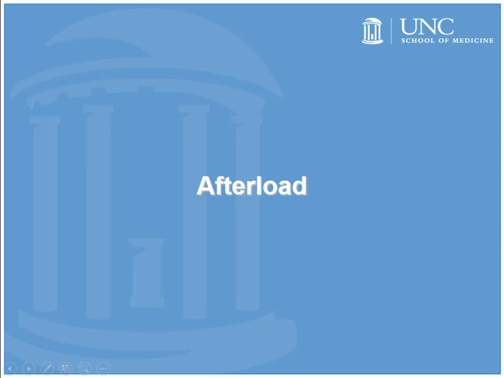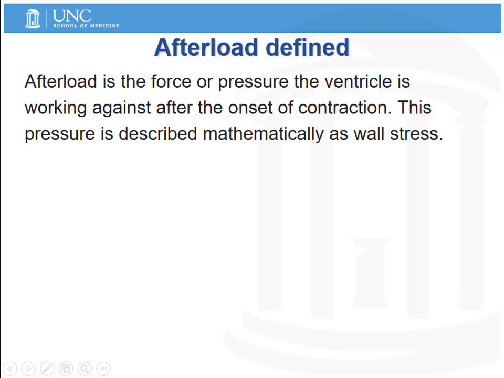Afterload is another factor that affects stroke volume and cardiac output. The afterload is the load or force on the ventricle during contraction, and it can be considered to be the force or pressure that the ventricle has to overcome in order to eject blood. A precise measure of ventricular afterload involves measuring the ventricular wall stress, since this is what the cardiac myocytes have to work against during pressure development and shortening.